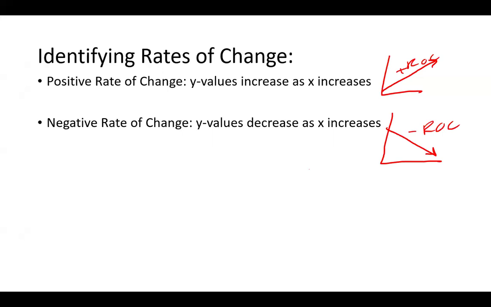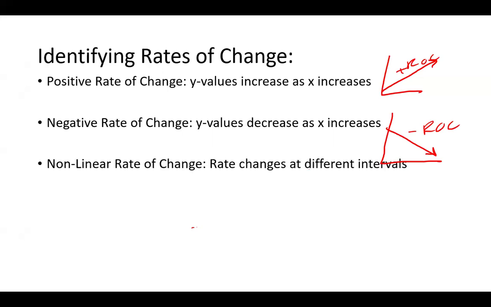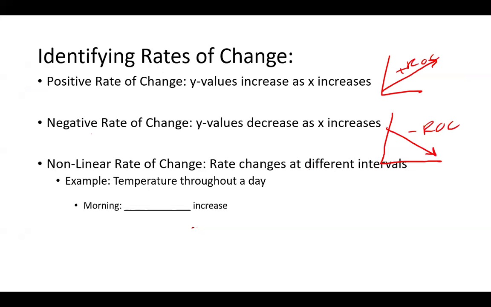All right. The next one we have is for nonlinear. When you have a nonlinear rate of change, the rates change at different intervals. So when you have nonlinear, your rates are changing at a different interval. For example, let's talk about a real world example: temperature throughout the day. What tends to happen when you wake up in the morning? It's cold, but then it does what? It gets hot, right? So is it a gradual increase, or a pretty fast increase?